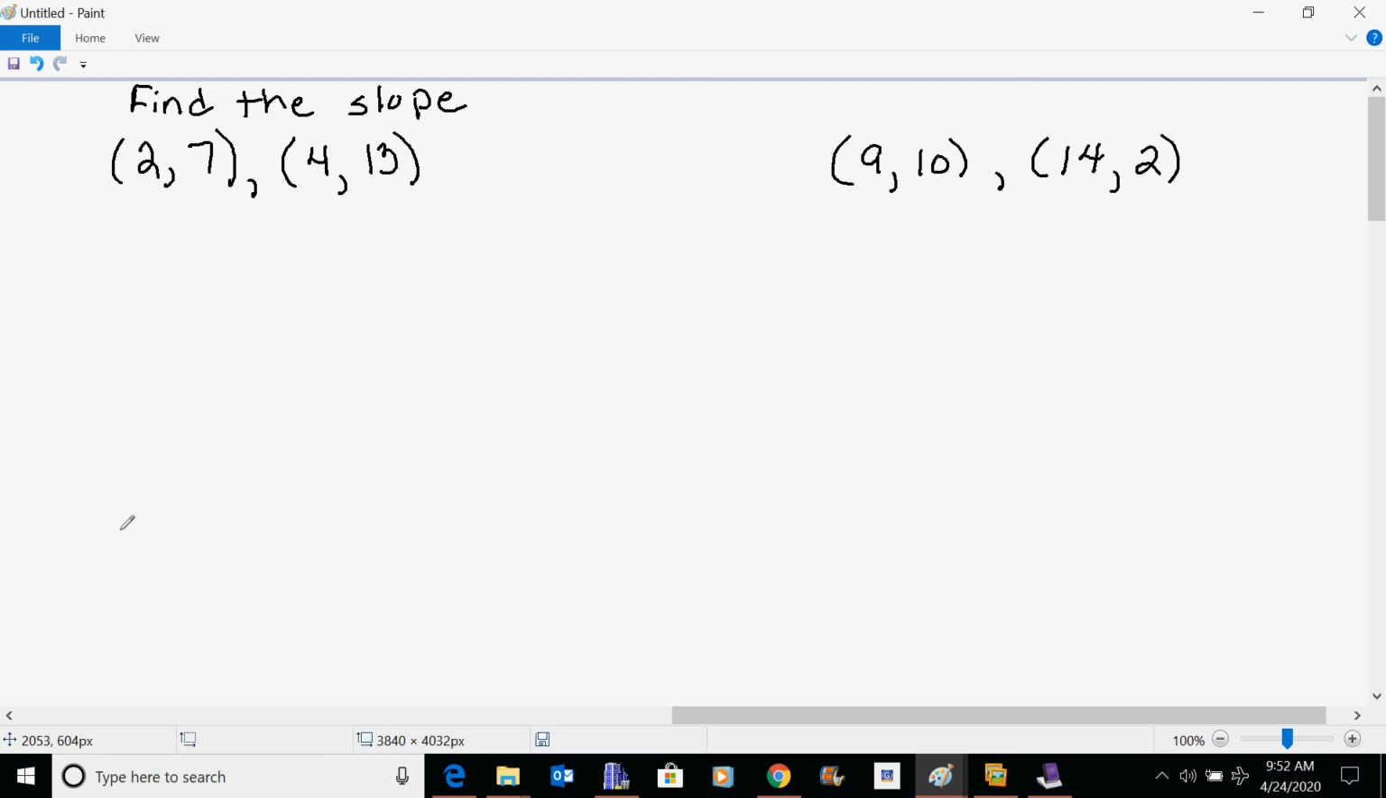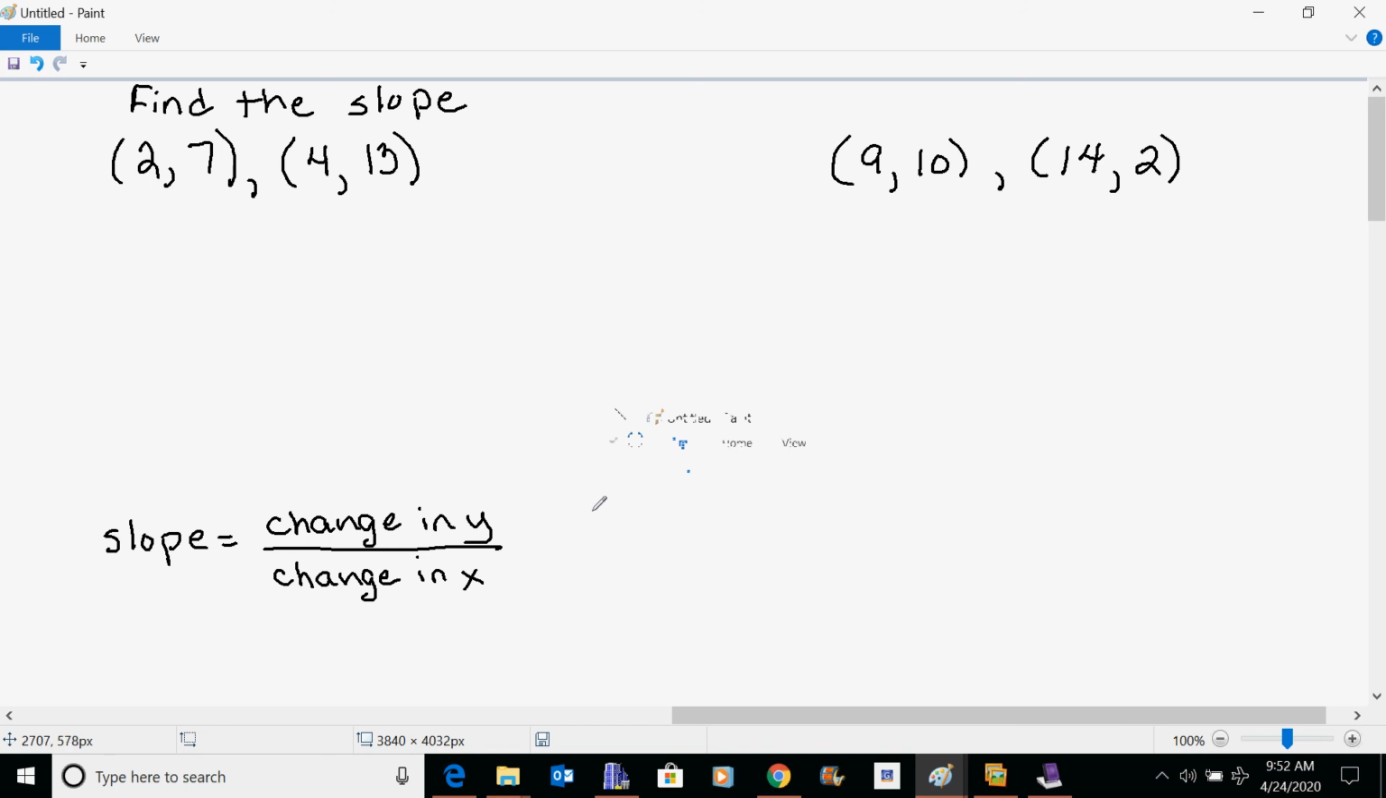Okay, slope equals the change in y divided by the change in x. That's all well and good, but what we're going to do is do that as a formula, okay?